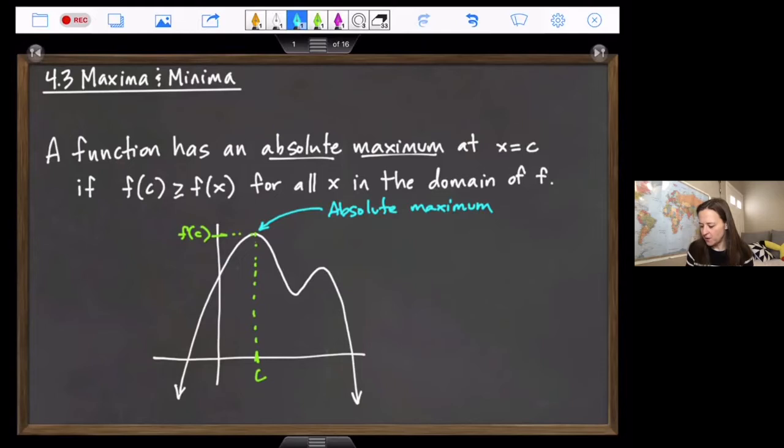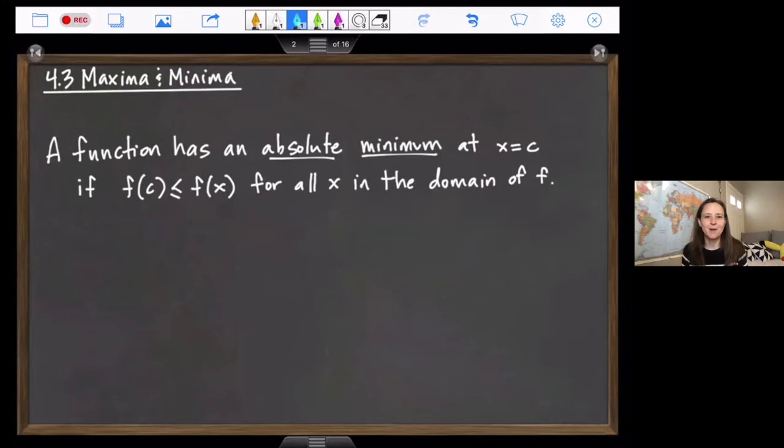We have another peak over here. This one later in the chapter, we're going to call a local maximum. But in this section, we just want to focus in on the absolute maximum and the absolute minimum. We want to think about this too.